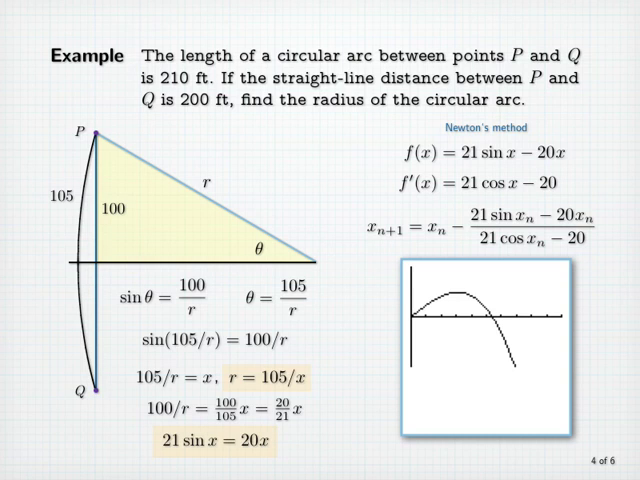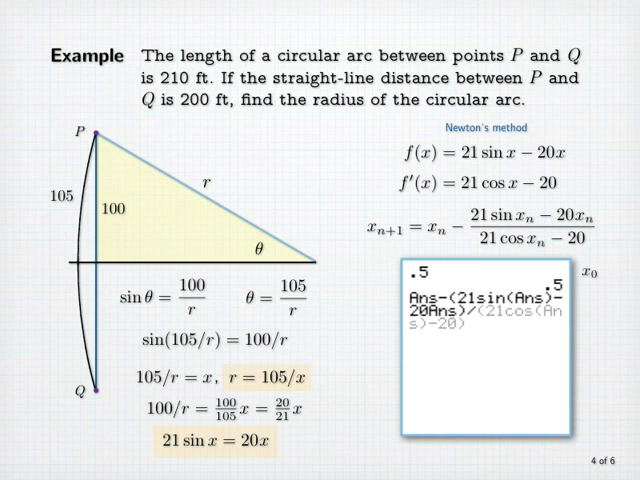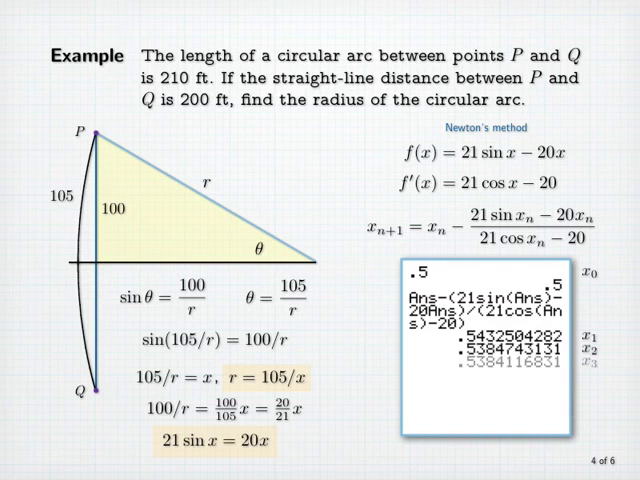This graph is on the interval 0, 1. It indicates an x-intercept that's a little bit to the right of 0.5. So let's use 0.5 as our initial guess x naught. So now let's type in the formula, press enter to calculate x1. Now we press enter again, and we have x2, and then again to get x3, and so on. And now we notice that x4 and x5 agree to all the decimal places shown.